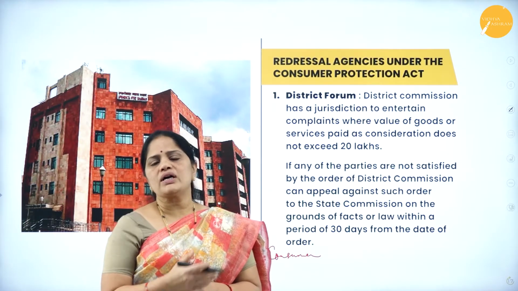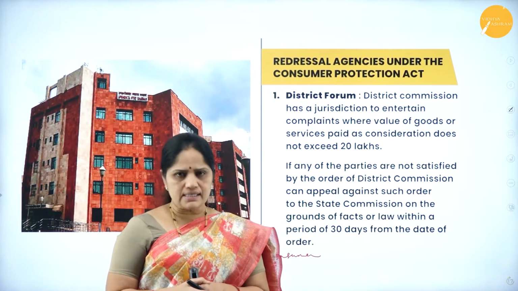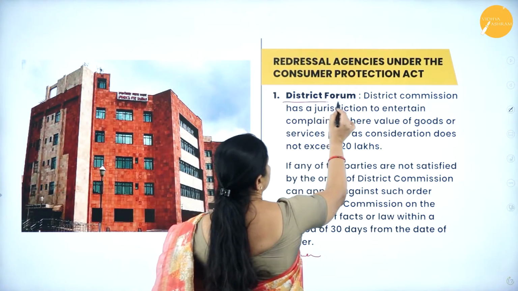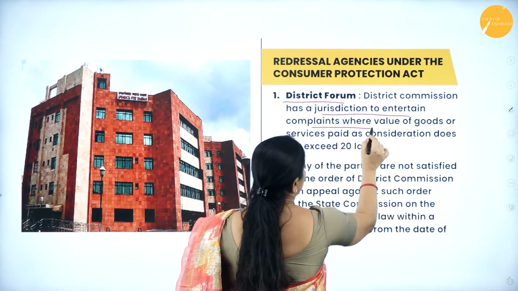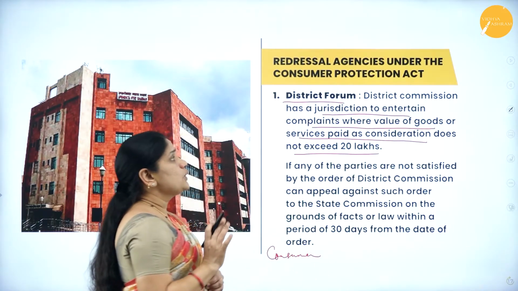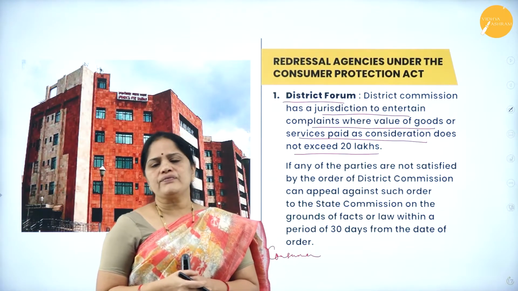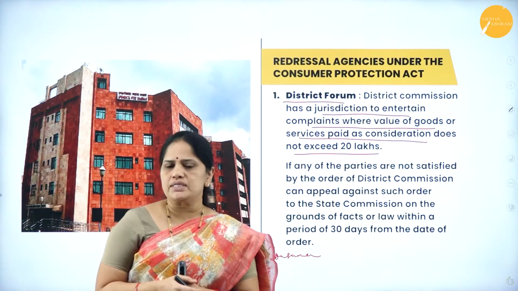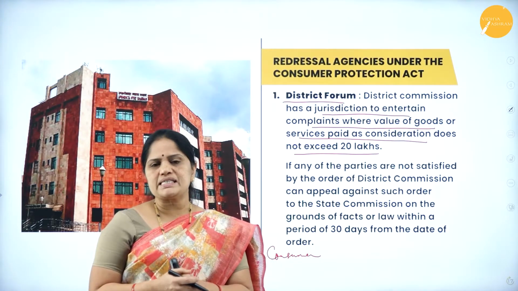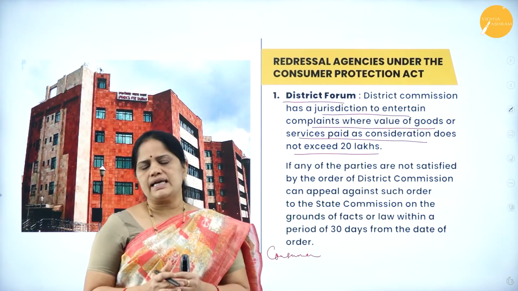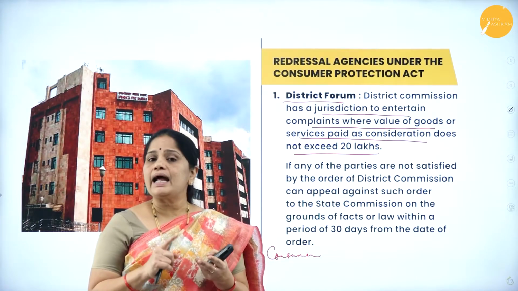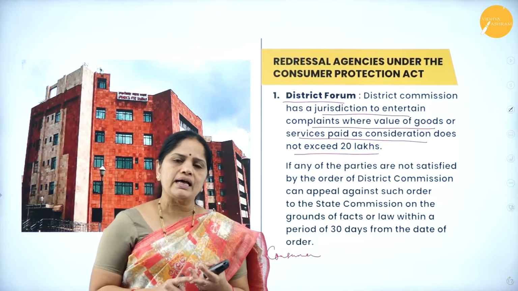Now let us look into what are the various redressal agencies under this Consumer Protection Act. Now the first redressal agency is the District Forum. The District Commission has a jurisdiction to entertain complaints where value of goods or services paid as consideration does not exceed 20 lakhs. Now, in case any of the consumers has been exploited by the business community, he can always approach the district forum. This district forum will be set up by the state government of that particular state, and it will usually have 3 members. There will be 1 president and 2 members, and one of the members has to be a woman.